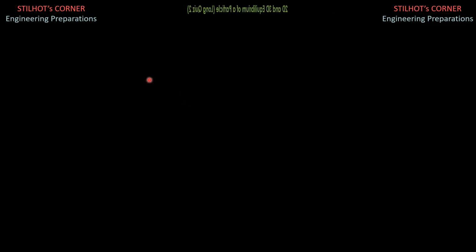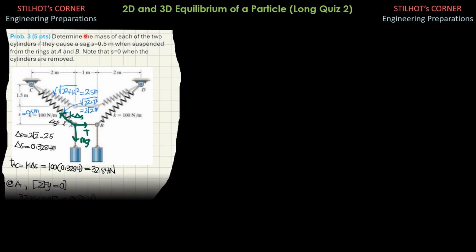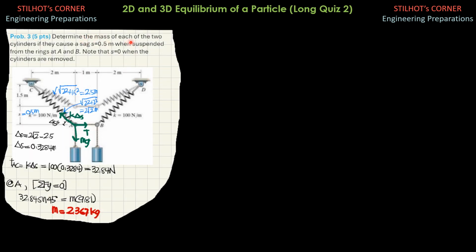So problem 3. Determine the mass of each of the two cylinders if they cause a sag S of 0.5. This is S, when suspended from the rings at A and B. Note that S is 0 when the cylinders are removed. So this is the figure. These are the springs when the cylinders are removed.